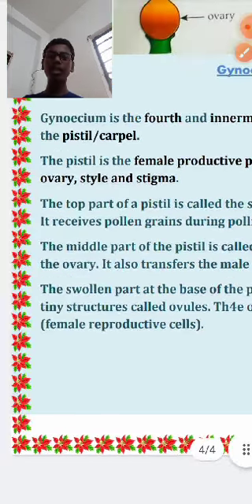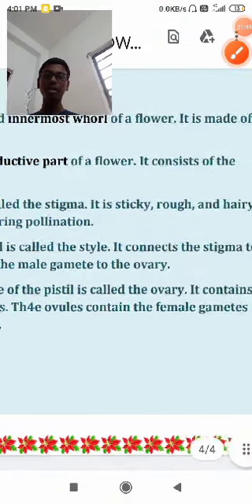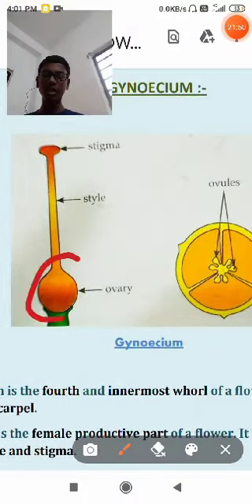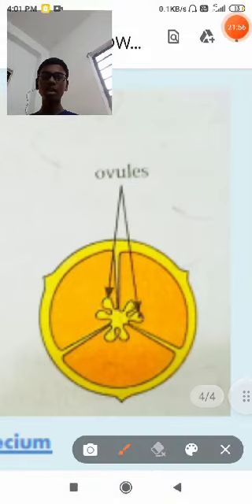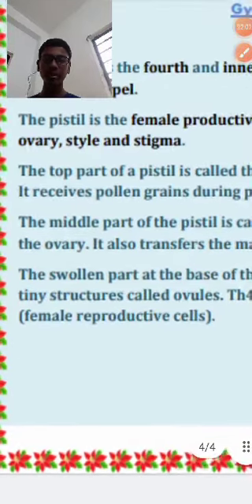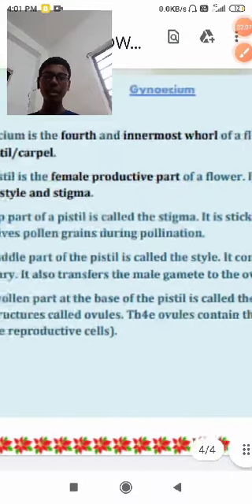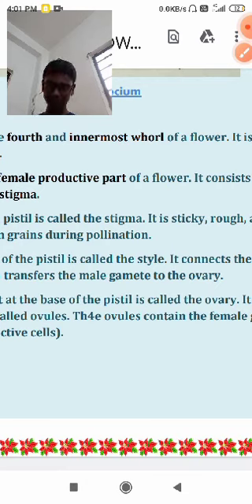The third thing is the swollen part at the base of the pistil, called the ovary. It contains tiny structures called ovules. If this ovary is cut into two halves, something like this will come. Under the ovary, something like this is present, known as the ovules. The ovules contain the female gametes, the female reproductive cells.